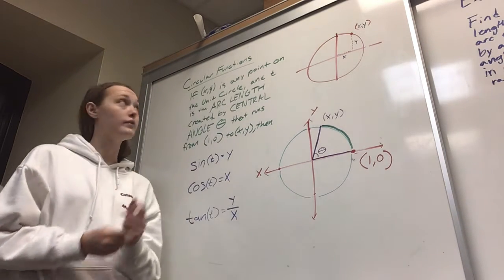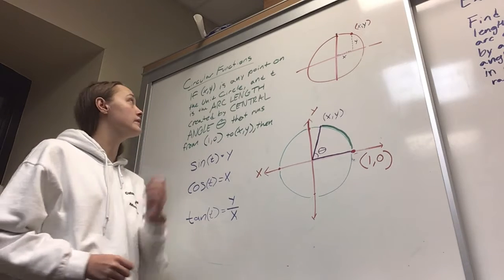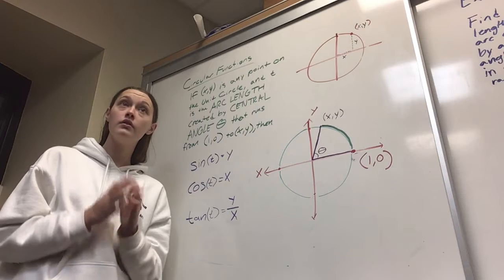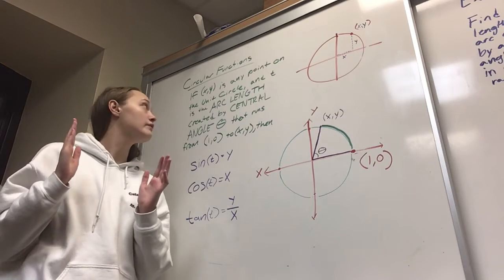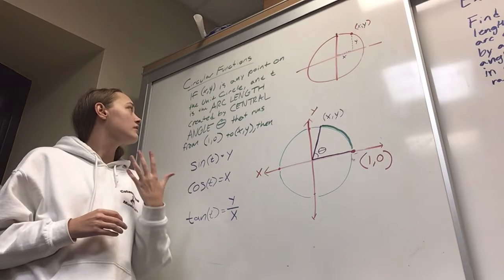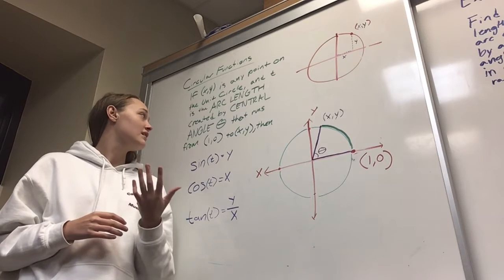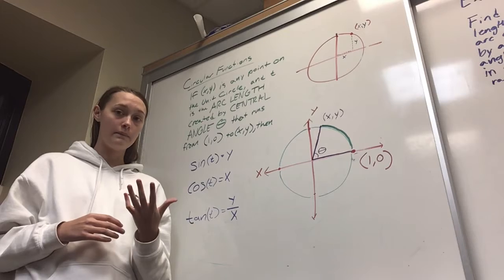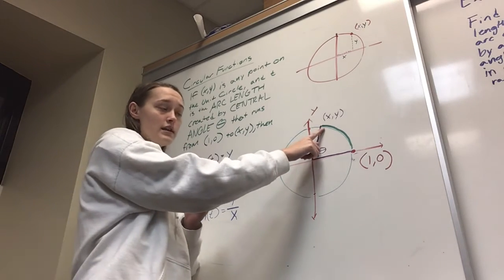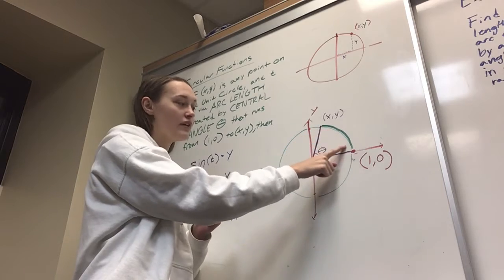So we're going to start off with the third definition of trigonometry, which is: if (x, y) is any point on the unit circle, which is a circle that has a radius of 1 and center at the origin, and t is the arc length created by the central angle theta that runs from (1, 0) to (x, y). So there's a lot of words there. Arc length is the length of an arc of a circle.